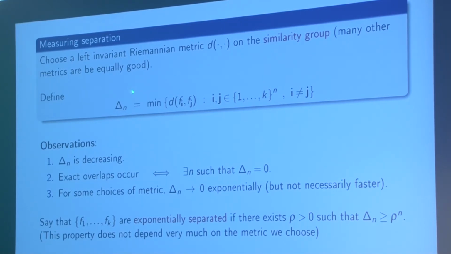What metric you choose will certainly affect the value of delta n, but having this property of exponential separation is fairly insensitive to the metric that you choose. So if you choose a right invariant metric instead of a left invariant metric, or if you choose a norm, if you think of the similarity group as a matrix group and take a norm on it, the property of exponential separation is robust under those changes of the metric.